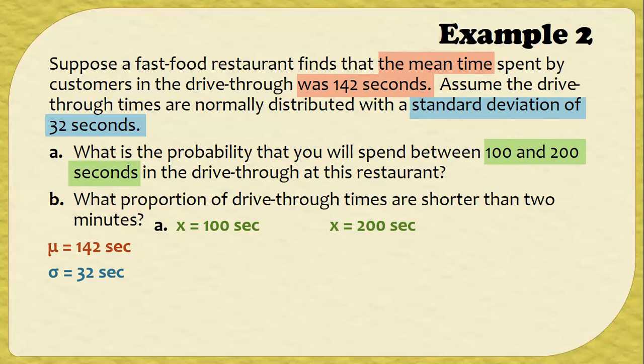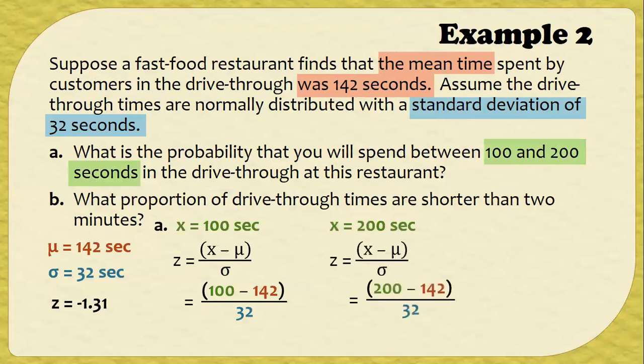Next, now that we've got this information summarized, we're going to find the z-scores. So we're going to use the formula z is x minus the mean over the standard deviation. So for 100 seconds, I substituted that in. This time mu is 142 seconds and sigma is 32 because we summarized that from above. And I got a z-score of negative 1.31. Then I repeated this process for the second x of 200. And I got a z-score of 1.81.